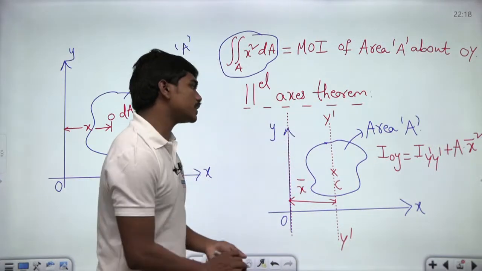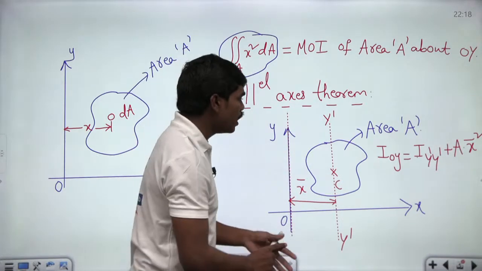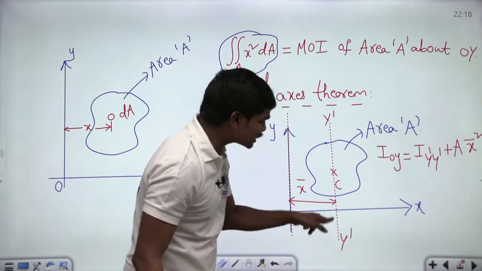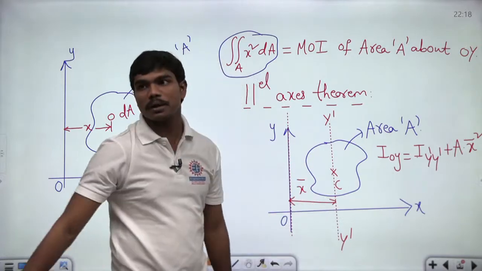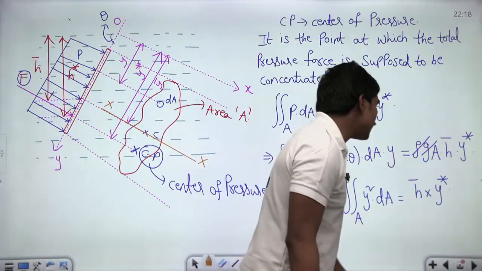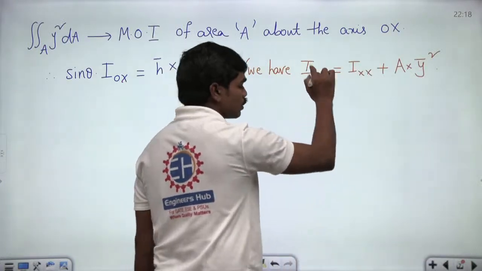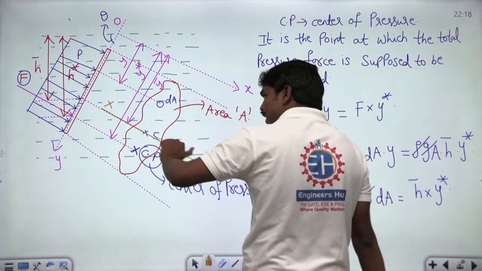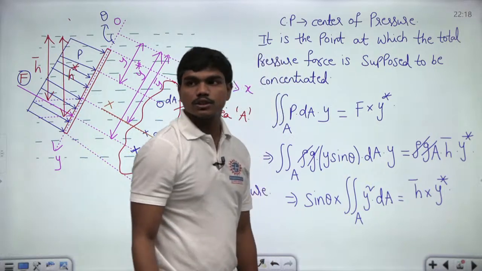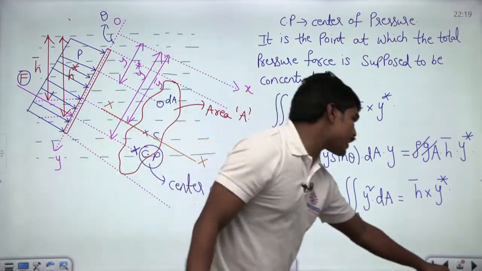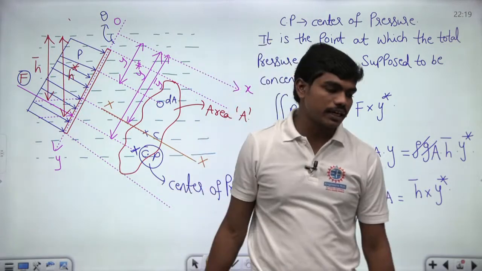See, the parallel axis theorem told us that the moment of inertia about this axis OY is equal to the moment of inertia about the axis passing through the centroid and parallel to this, plus area into the square of the distance between these two axes. This is what we have seen. Correct? So similarly, can I write the moment of inertia about this OX is equal to the moment of inertia about this axis passing through the centroid and parallel to OX, plus area into this distance square, y bar square. So please tell me, did you all understand this part? If you can understand this part, this is the key point for identifying the value of y star. Clear?